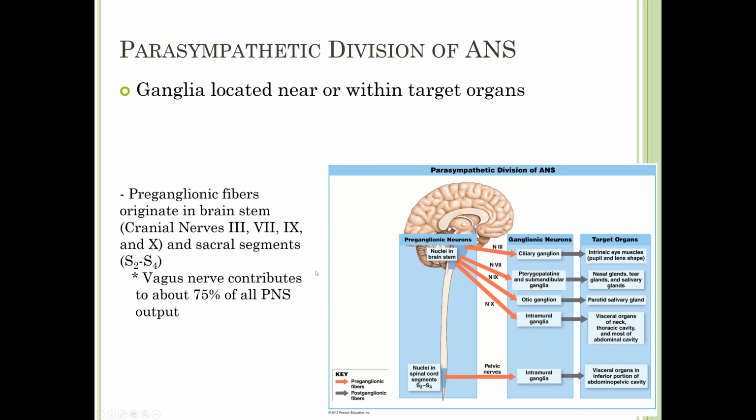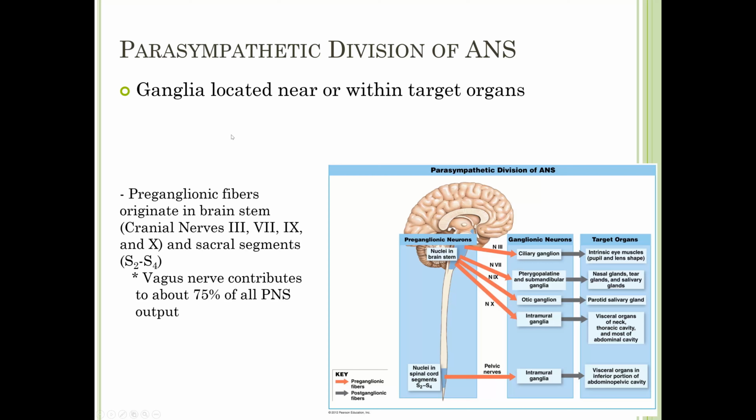The ganglia, which is where the preganglionic fibers go to, is actually located near or within target organs in the case of the parasympathetic system. So this is very different from the sympathetic system. In the sympathetic system, the ganglia were located near the spinal cord. In this division, the ganglia are located farther away, either very close to or inside the target organ.